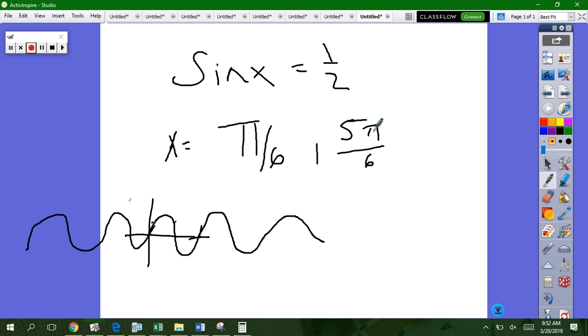Okay, so how do I write all those answers? Well, ladies and gentlemen, how do I get from this point to this point? I add how much? 2 pi. So I add 2 pi. But can I do 2 pi over and over and over again? Could I also subtract 2 pi over and over again? So what we do here is we write 2 pi n, where I also have to write n belongs to the integers.